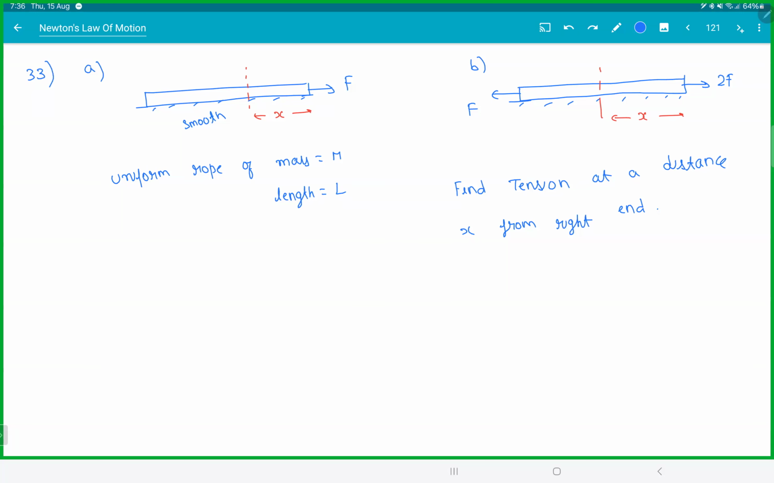That is wrong. That is wrong. How do you check your answer? Simple logic, look. When I put x is equal to 0, it means where are you? You're on the right end. So what should the tension be? F. So in your answer, when you put x is equal to 0, are you getting F? Right. Get the second one also.